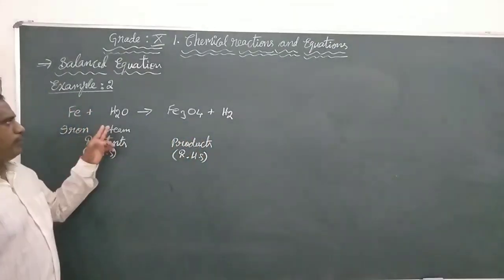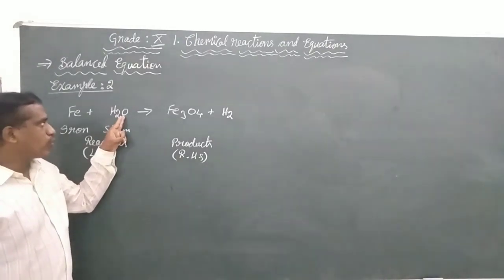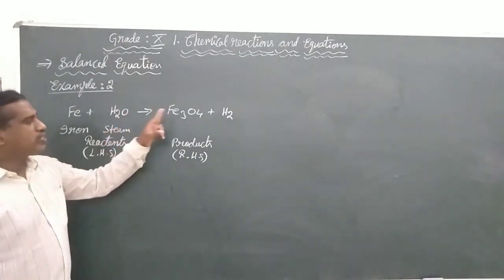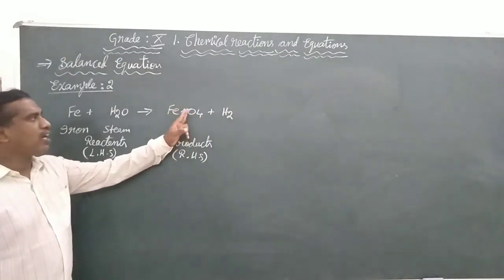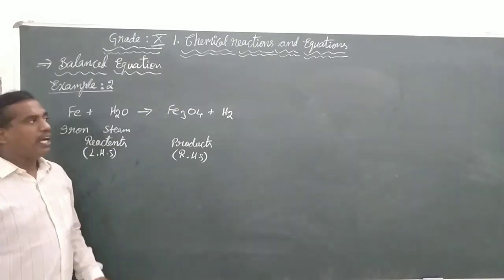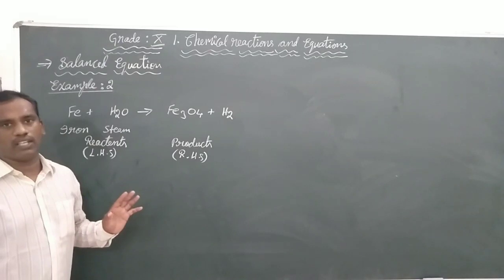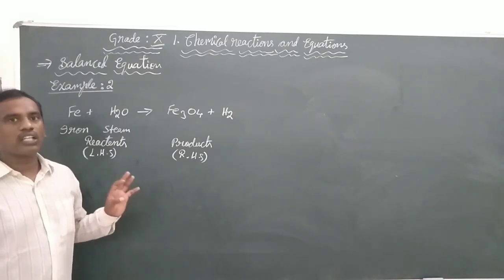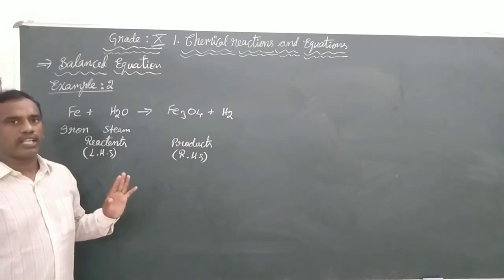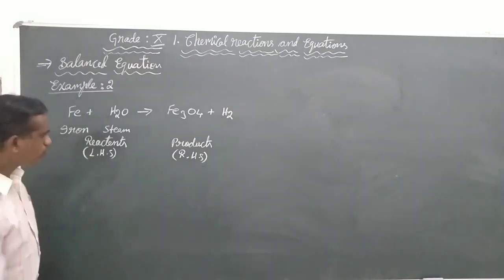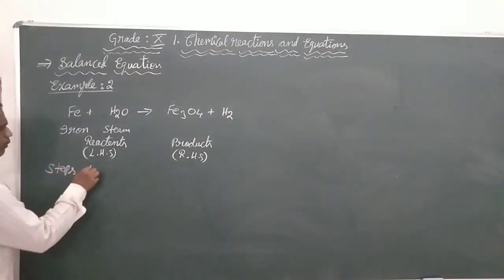Let's check the next, third element. We find here in the compound of water, there is only one oxygen. Whereas on the product side, in the compound Fe3O4, there are 4 oxygens. Now we say this is not a balanced equation. Then what are the steps we need to follow for balancing the chemical equations? So we are taking the steps to follow.